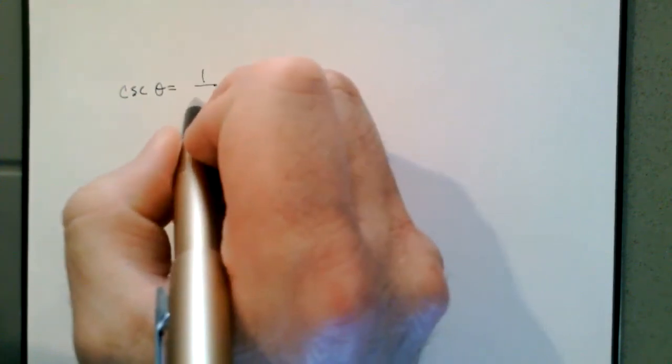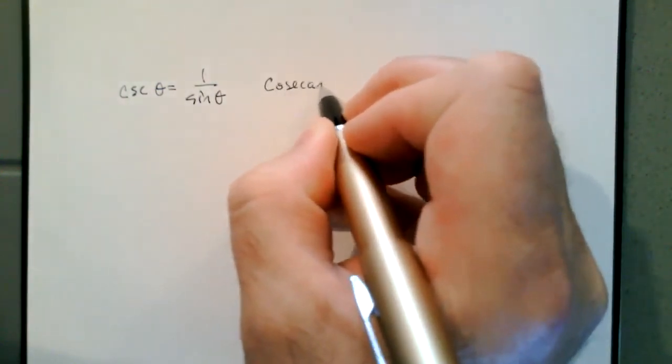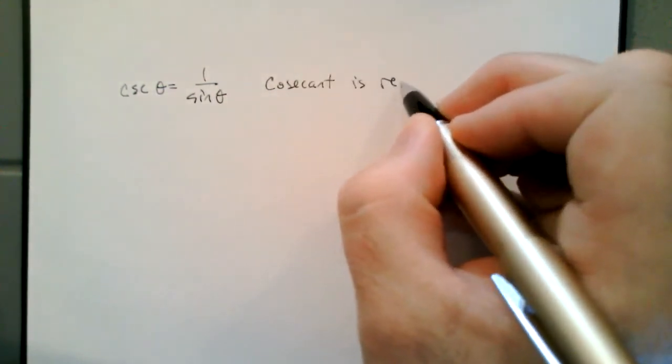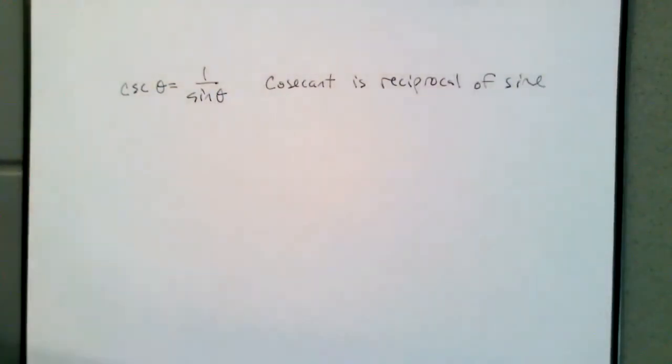Let me switch back to the board. So I'm going to take cosecant. Cosecant theta is 1 over sine theta. So cosecant is the reciprocal of sine. It's not the inverse of sine, it's the reciprocal of sine. Or it's not the sine inverse function, it's a multiplicative inverse.